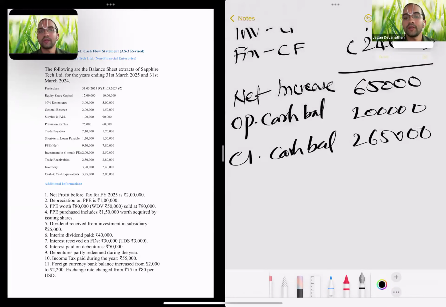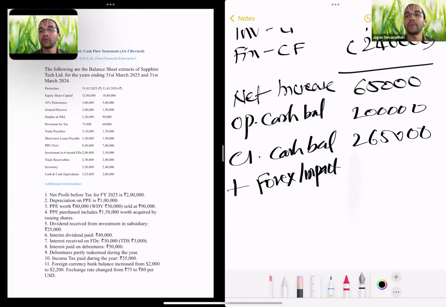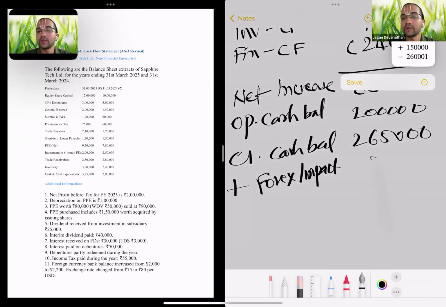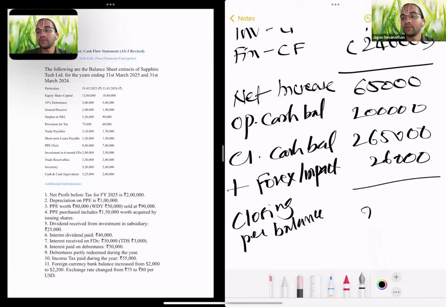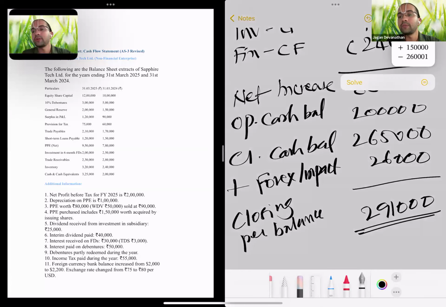This is the net increase. Now add the forex impact, because it should not be part of this. So 26,000. Now the closing per balance sheet is how much? Yes, 2,91,000. It will match. The closing should match; if not for this forex impact, it would not have matched.